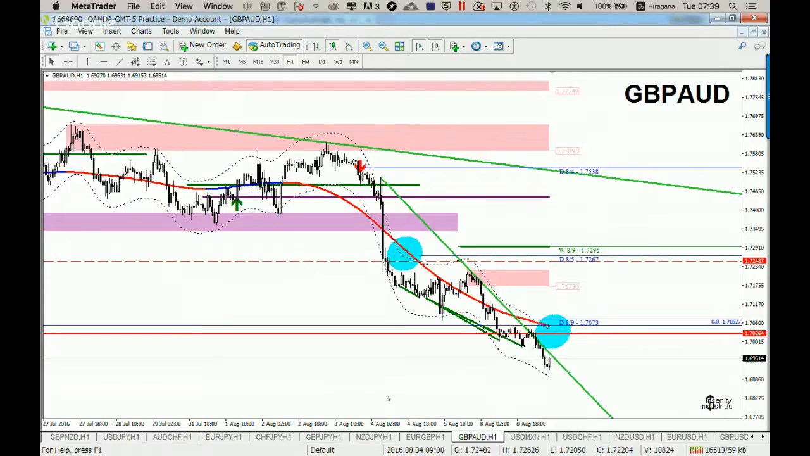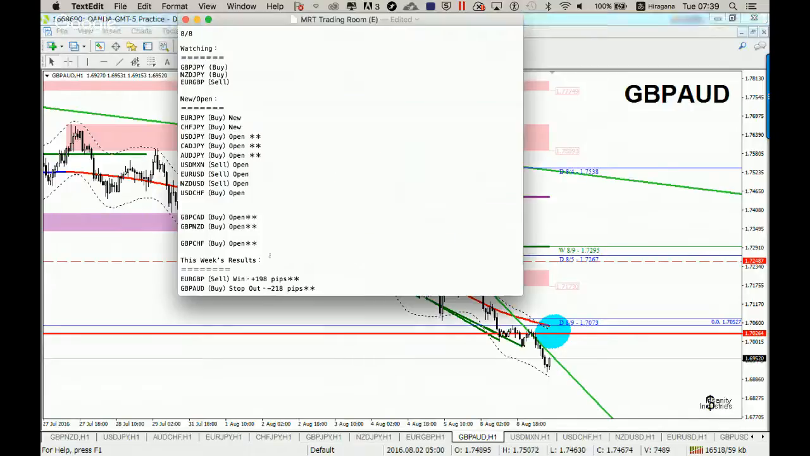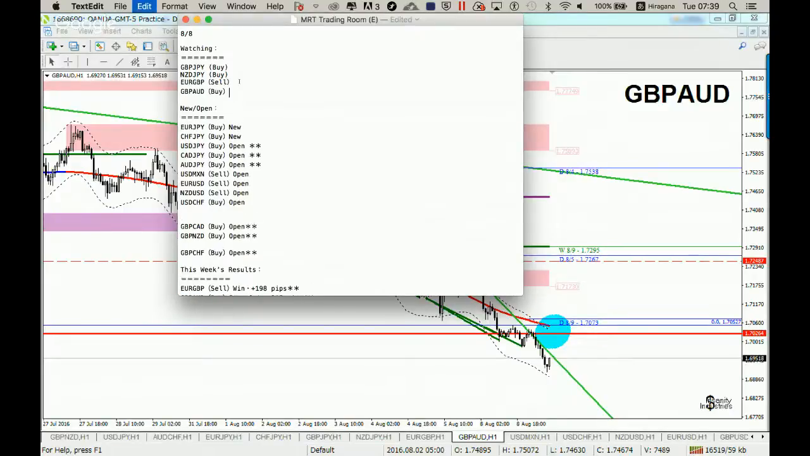So I'm going to be extra careful now that I've stopped out once. This is a retrade. I'm going to be extra careful and conservative about getting into the next one. But I am watching this, and I do want to trade it. So pound Aussie buy was on our list to watch.